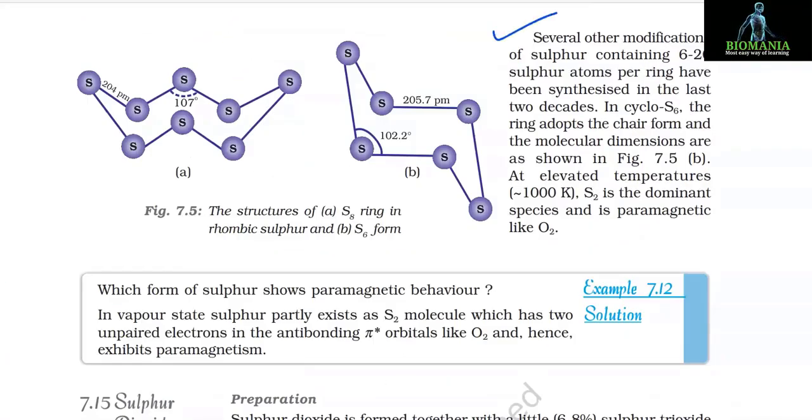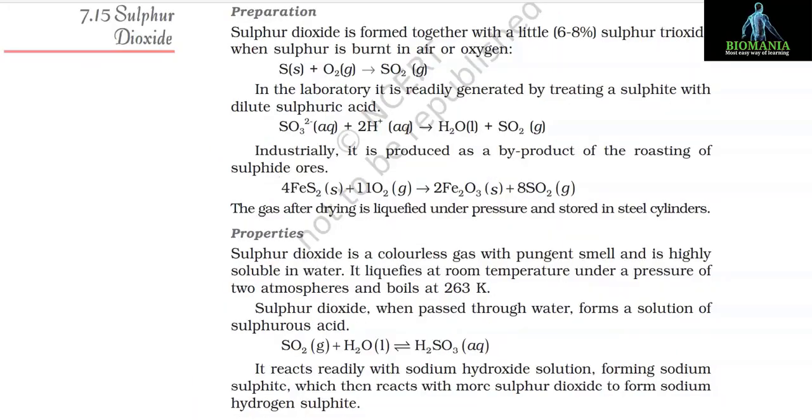Several other modifications of sulfur containing 6 to 20 sulfur atoms per ring have been synthesized in the last 2 decades. In cyclo S6, the ring adopts the chair form and the molecular dimensions are as shown in figure 7.5b. At elevated temperatures, approximately 1000 Kelvin, S2 is the dominant species and is paramagnetic like O2.